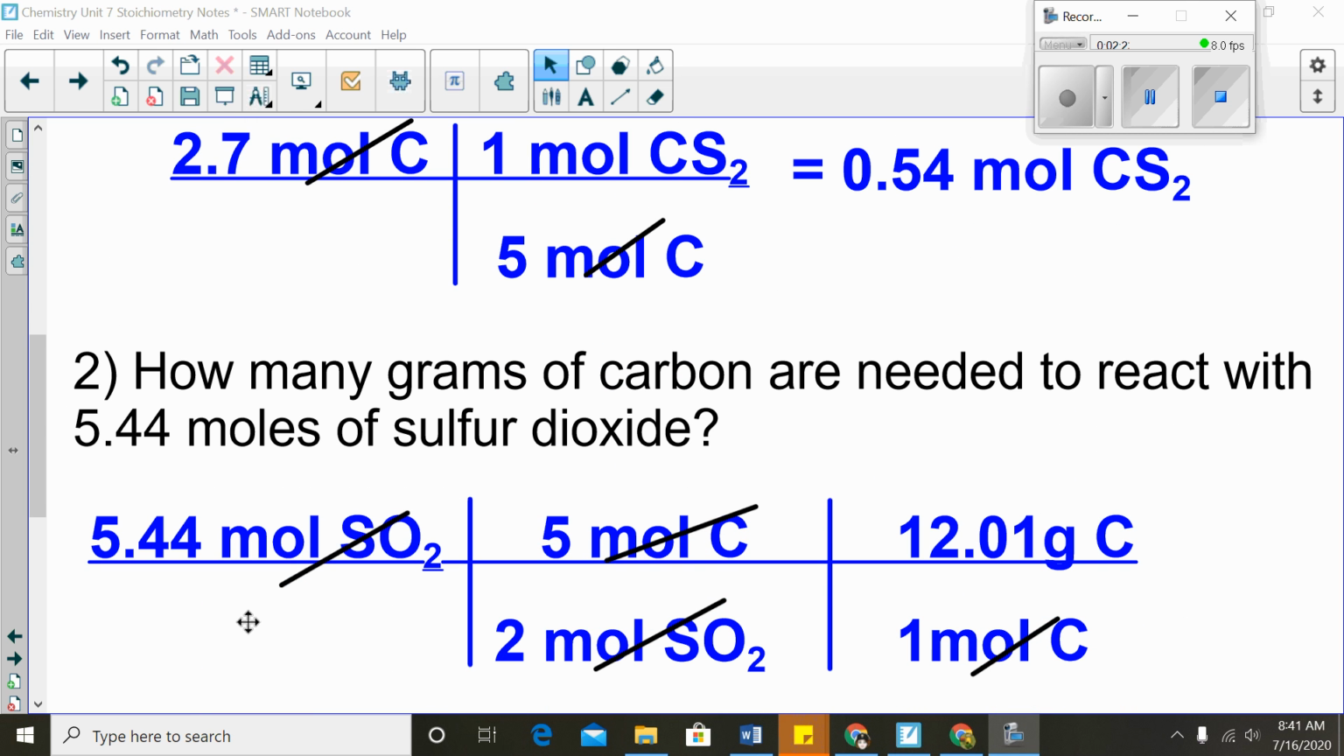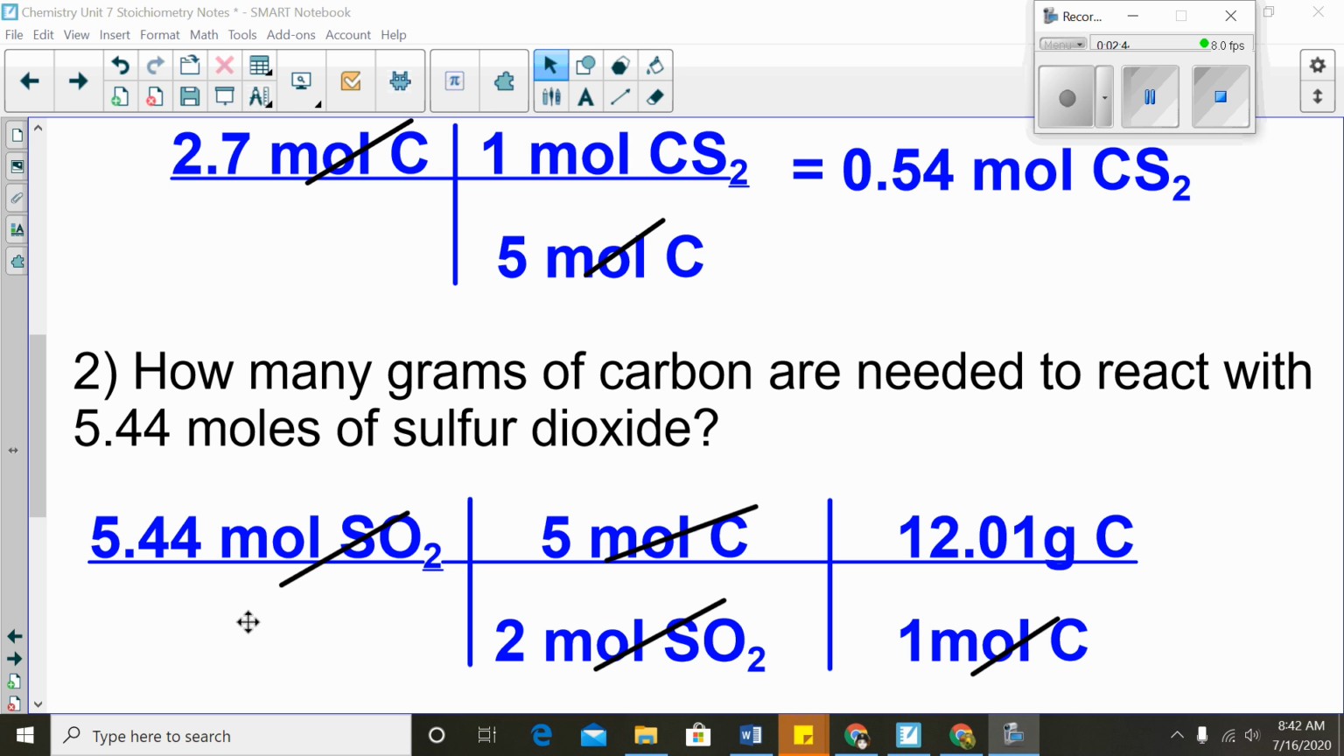You start with what was provided. Always you start with that number, right? 5.44 moles of SO2. That's all you can start with. Okay, that's what was provided in the problem. Now your next step, if you're starting with mole, your next step is still that mole-to-mole ratio. So you can see I have mole-to-mole written.